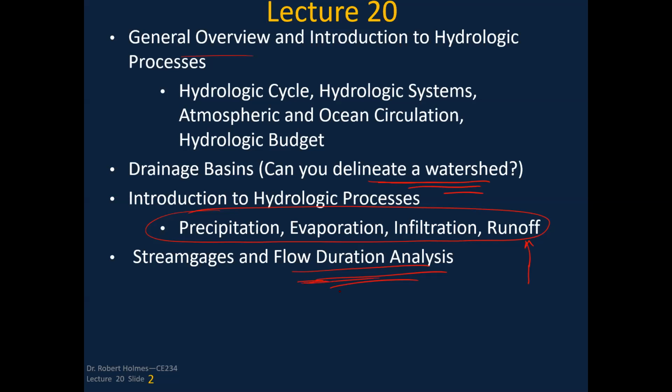For the stream flow duration analysis, I have an example problem that I downloaded from Oklahoma State University that is a tutorial, a very good one. There's a data set that goes with it, and you can do some analysis, walk the tutorial, and learn how to do flow duration analysis.